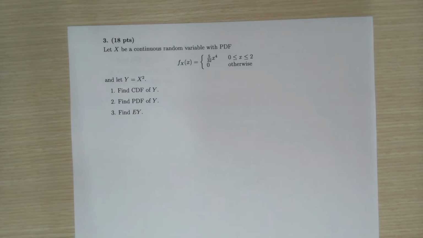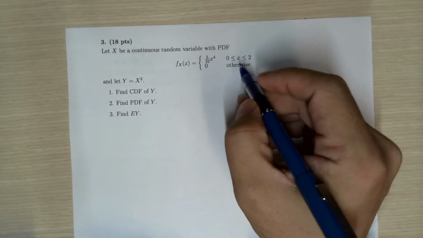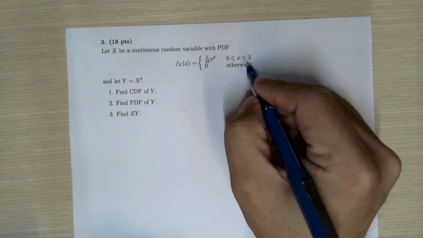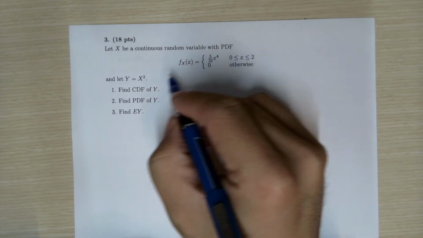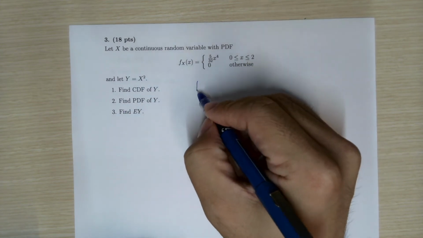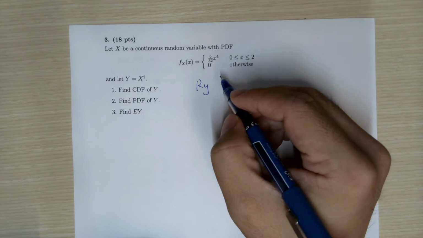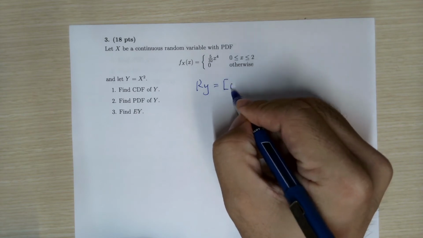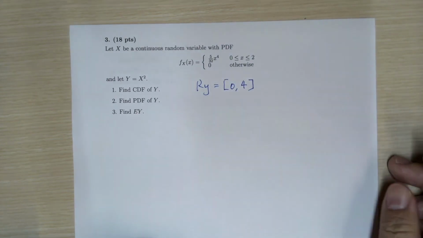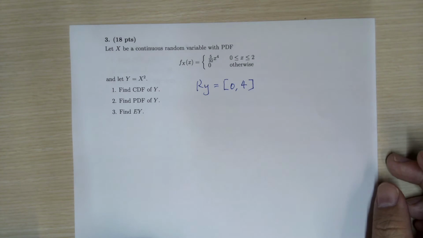So noticing that, since x is between 0 and 2, and my y equals x squared, the range of y is actually from 0 to 4. Okay, so that's something you need to know.